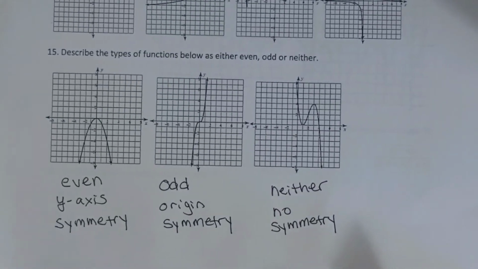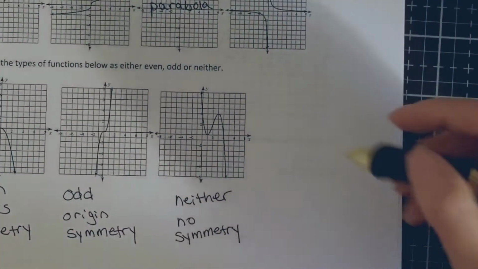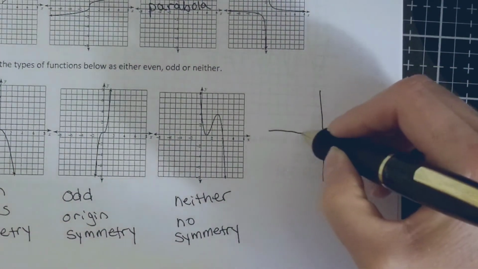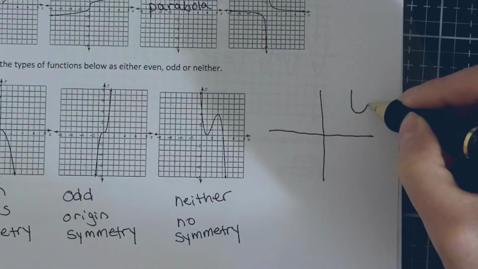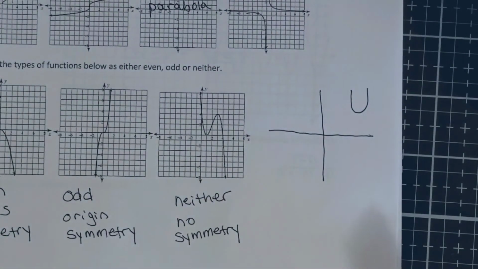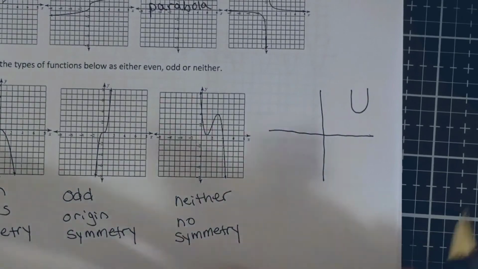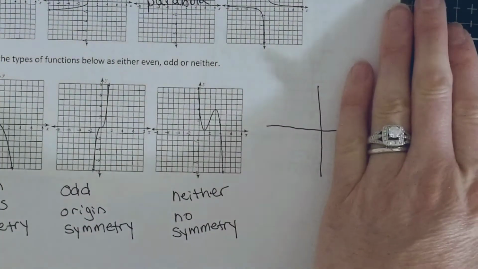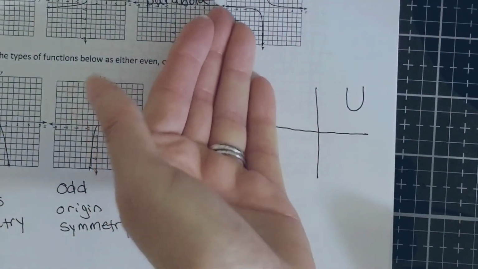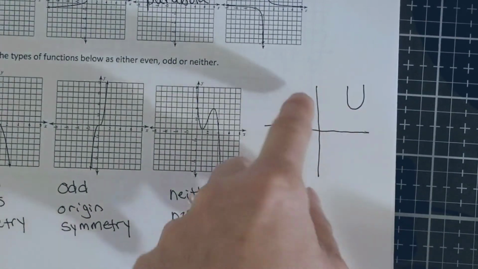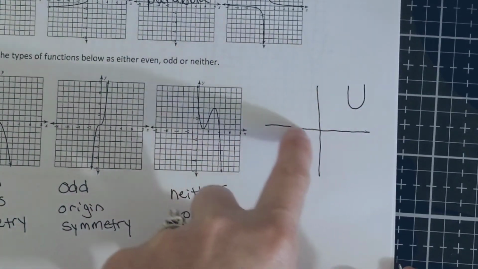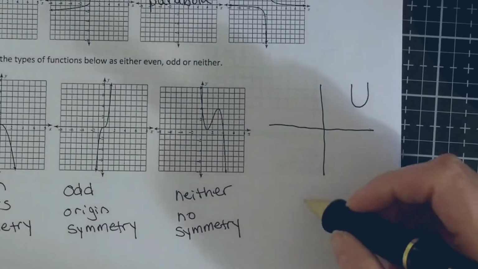Okay, and we're going to add one off to the side here, just as another example. So let's say I had a U off to the side. If I fold my paper diagonally on the y-axis, this would be neither because the U has to be right on the y-axis. So this one is neither.